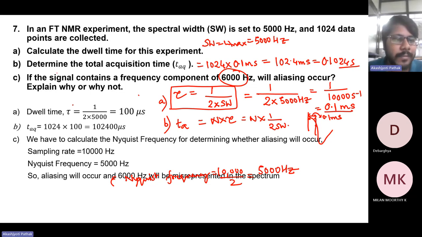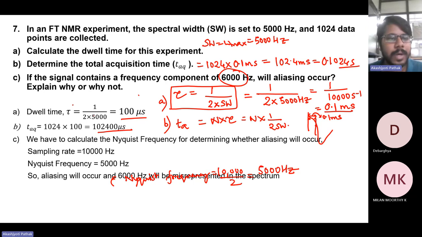Yeah, so dwell time is 1 by 2 times the spectral width. So the dwell time is 100 microseconds, right? I reported it in milliseconds, so in microseconds this would be 100 microseconds. And the acquisition time is the number of data points times the dwell time. So 102400 microseconds is the acquisition time.